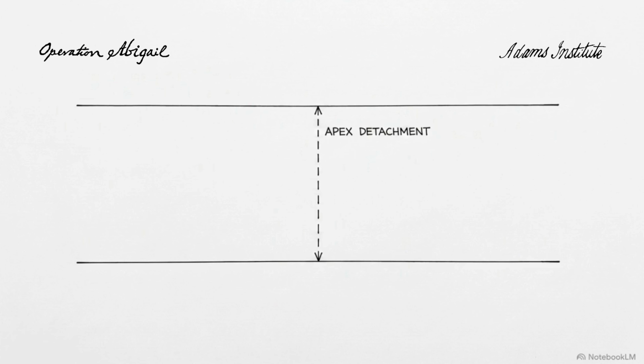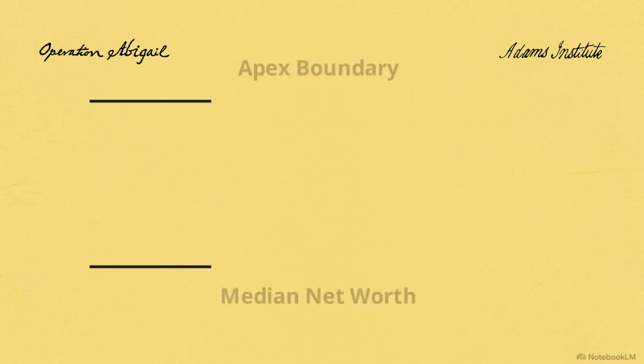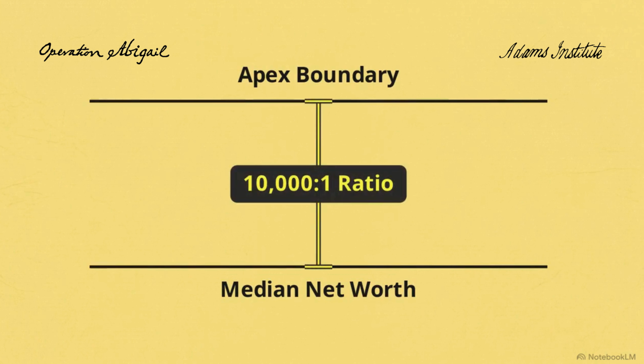This concentration causes apex detachment, a condition where the economic interests of the highest tier separate from the structural stability of the broader political economy. This structural line diagram illustrates the proportional constitutional boundary, which caps apex household wealth at 10,000 times the national median.